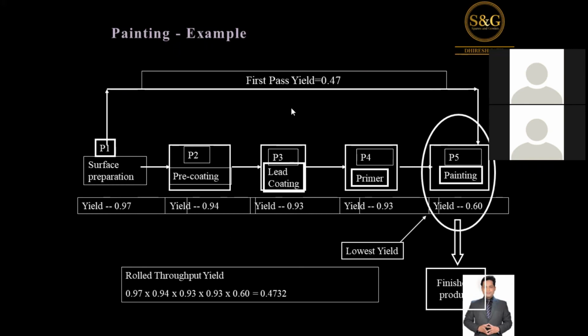Here I just wanted to know the rolled throughput yield particularly. Which means at surface preparation the yield was 97%. So each and every stage has its own percentage of completion or first time output. First time right, FTR. So now here the first pass yield was calculated as 47% of the entire system, which consists of 5 processes demonstrated here. Absolutely correct. Maybe the next slide, can you please jump on?